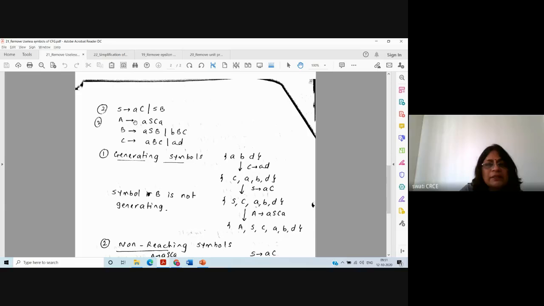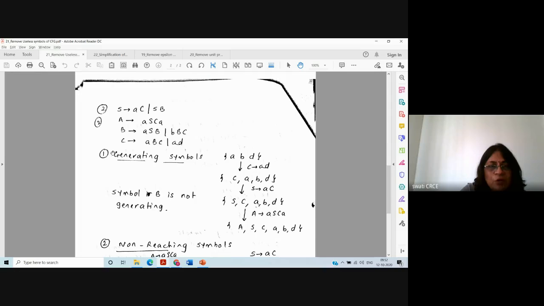Now again start visiting all the rules. So here you see A and C. A and C both are there in this set: small a is also there and capital C is also there. So at least one rule should be there, and because of this, S has become a generating symbol. So we have updated the generating symbols set. Now S is added here. Now we have all five.